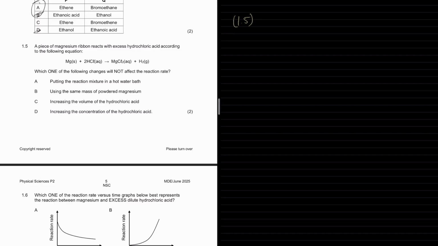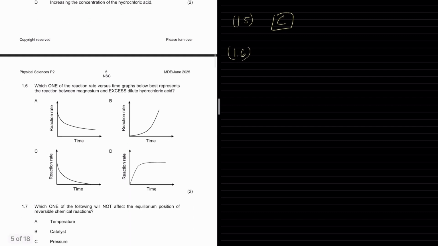reaction rate. Option C, increase the volume of hydrochloric acid. Now, ordinarily, you would think that it's going to increase the rate, but they tell us that the hydrochloric acid is in excess, meaning if there is hydrochloric acid left over, then adding more hydrochloric acid isn't going to do anything because there was already some that's left over. So the answer here is C.